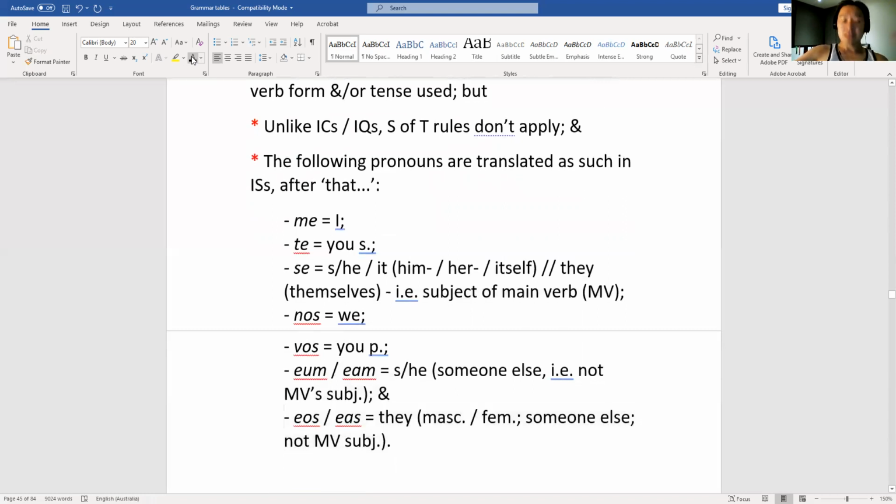And lastly, eos and eas. So for example, he says that they. The same thing can happen if you say they say that they are good. If A says that A are good, it's se. But if it's a group of A says that a group of B are good, it would be eos. So again, that same thing I said about Chris and John, you can do the same for plural form. They say that they themselves are good, or they say that they, someone else, are good.